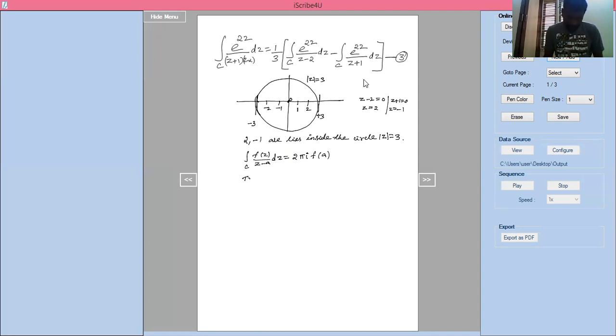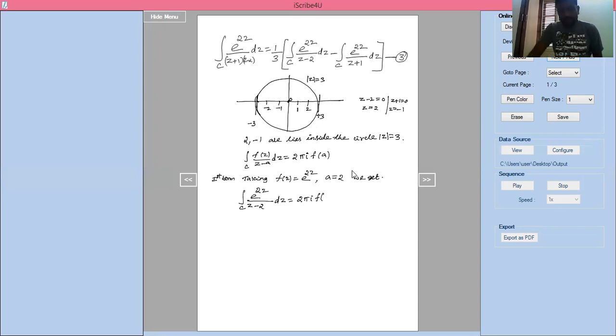Taking f of z equal to e power 2z, a equal to 2, we get the integration over C of e power 2z divided by z minus 2 into dz equal to 2 pi i into f of a. What is a? A is nothing but 2. This is the first term.